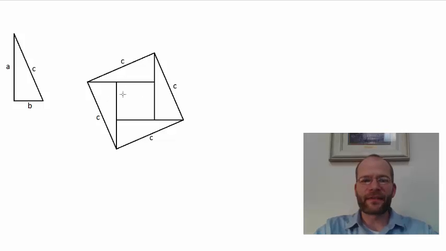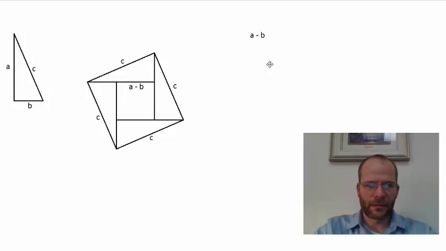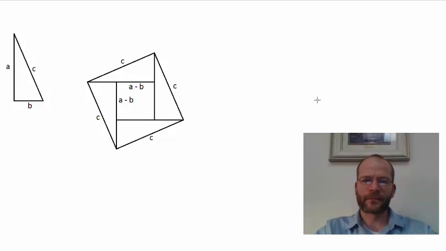We need to know the length of the sides of the square, and so I think you can see that the length of this segment here is actually A minus B. So let's just go ahead and write that down. So this is A minus B. And this is A minus B. Okay, we're ready to do some work on this now.